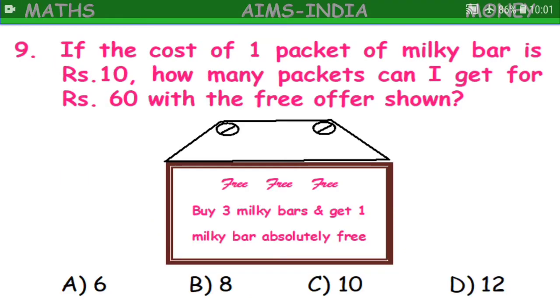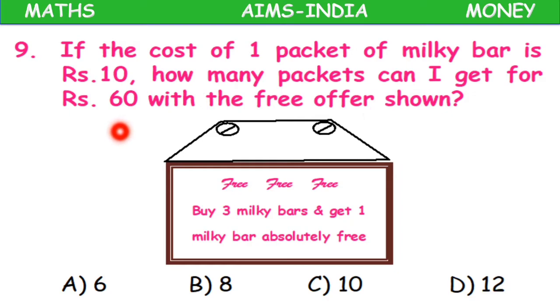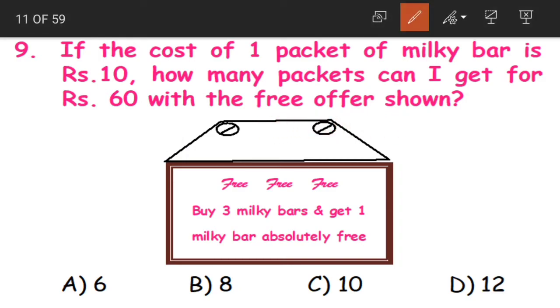Yes, next question 9. If the cost of one packet of Milky Bar is 10 rupees, how many packets can I get for 60 rupees with the free offer shown? What are they saying? The cost of one Milky Bar. What is Milky Bar? Milky Bar is a chocolate, right? Yes, so the cost of one packet of Milky Bar is 10 rupees and we have 60 rupees with us. And we are having a free offer. What is it? Buy 3 Milky Bars and get 1 Milky Bar free.